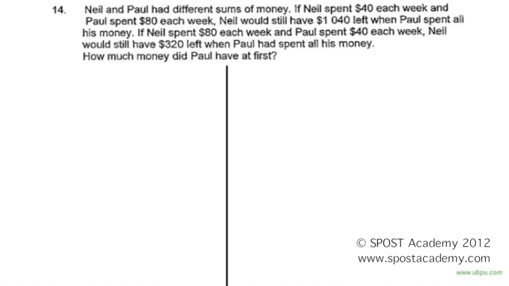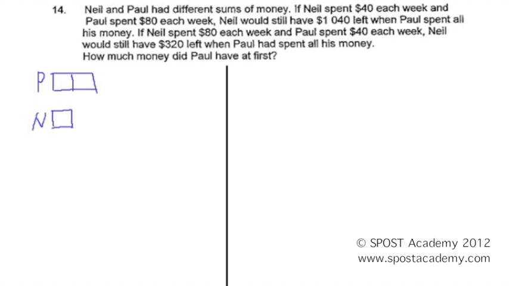If Neil is spending $40 each week and Paul is spending $80 each week, it means that Paul is spending twice as much money as Neil. So we'll have to draw Paul as spending twice. So draw a 2 unit here, while Neil is only spending 1 unit.